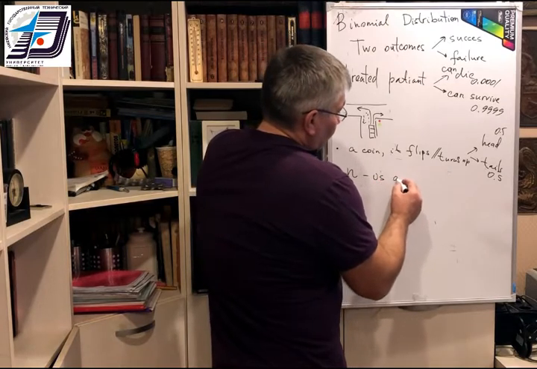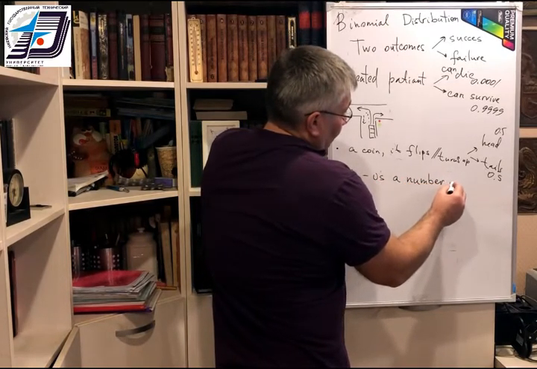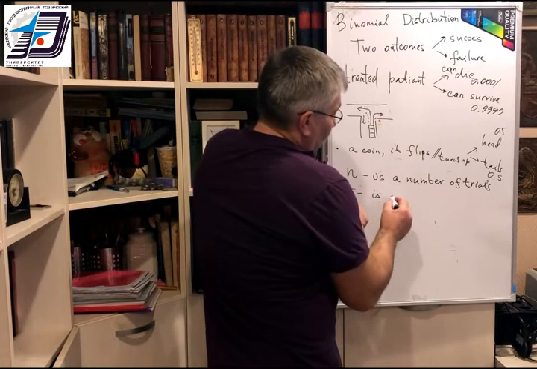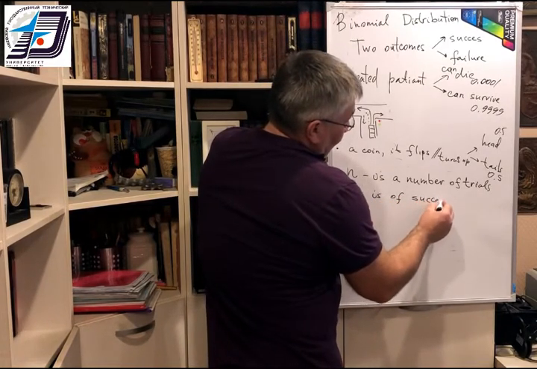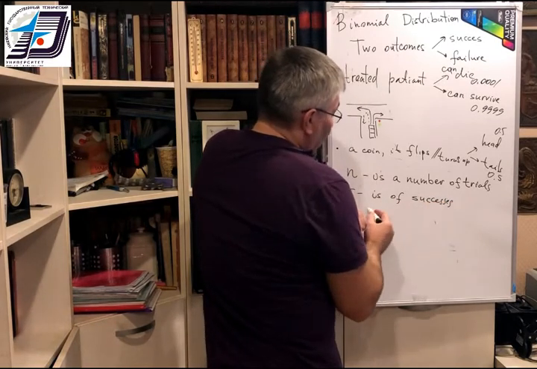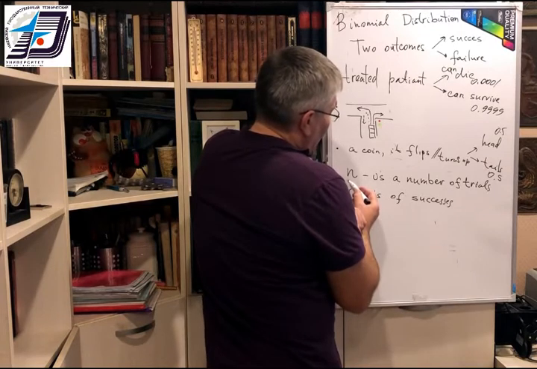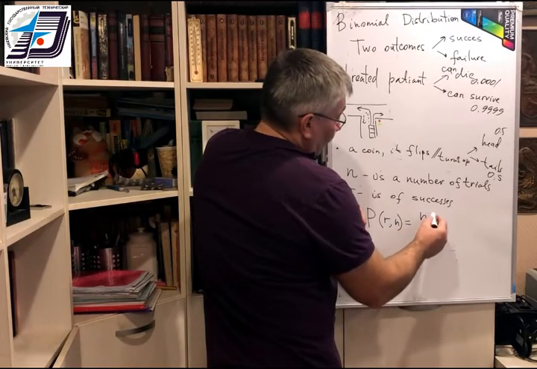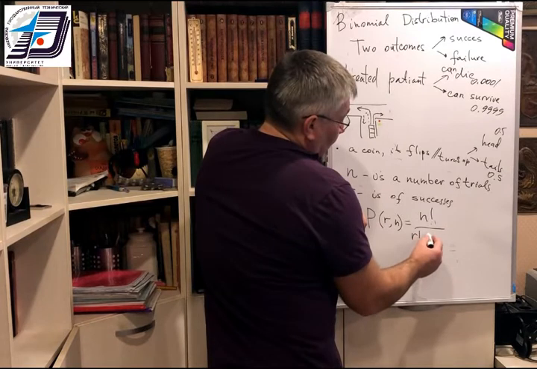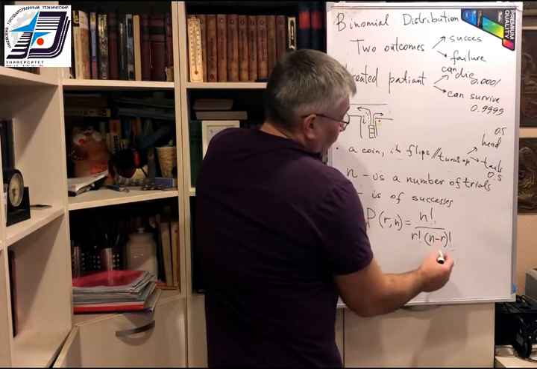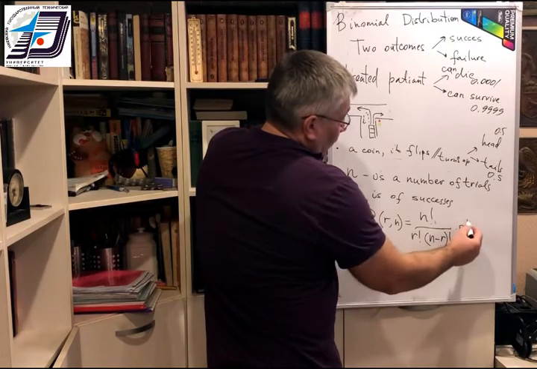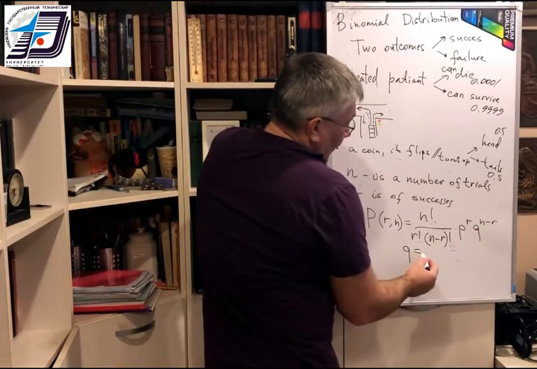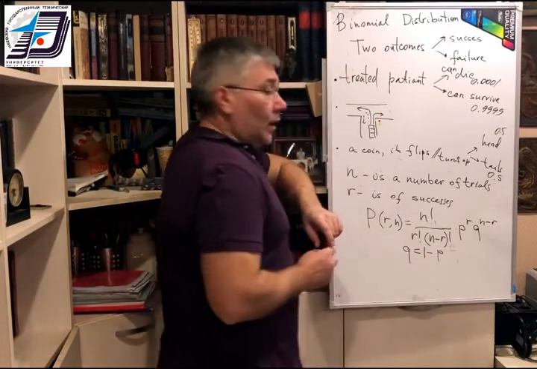Okay, so we defined during our previous lecture that if n is the number of trials and r is the number of successes, then the probability to have r successes among n trials, I put it like P_r,n here, equals n factorial over r factorial times n minus r factorial, times p raised to power r and q raised to power n minus r. And usually q is equal to 1 minus p.